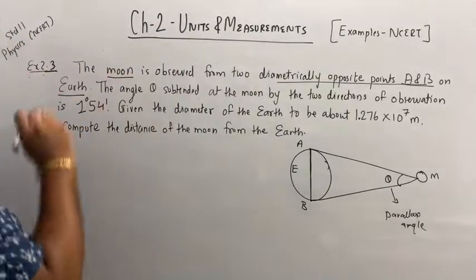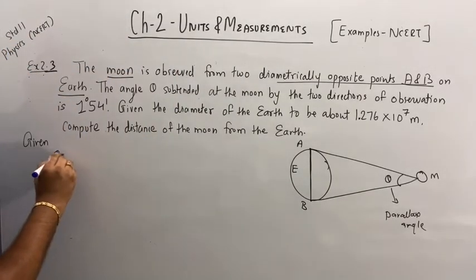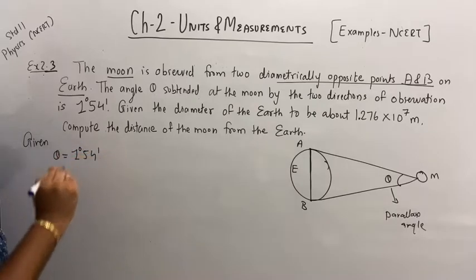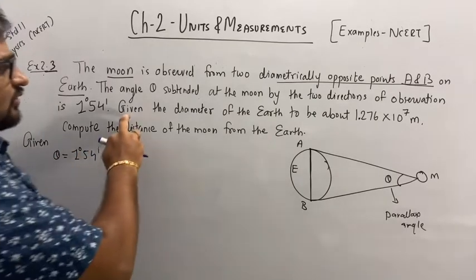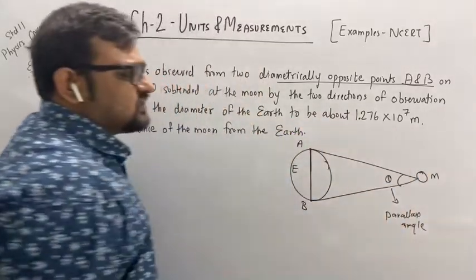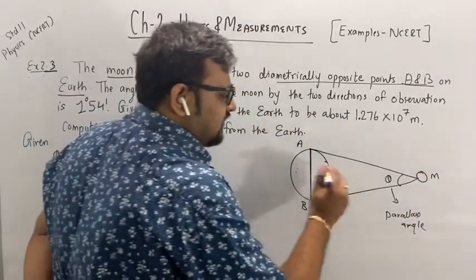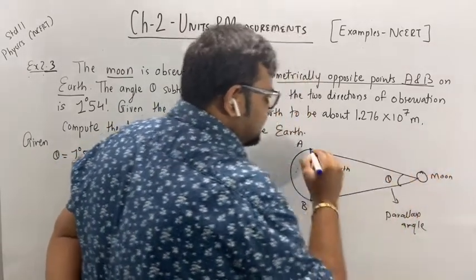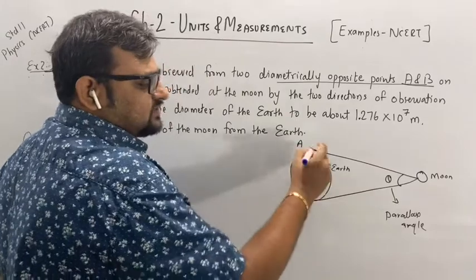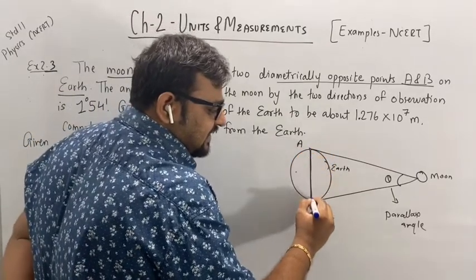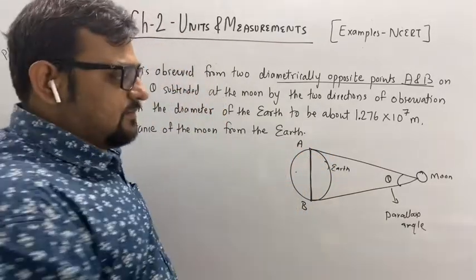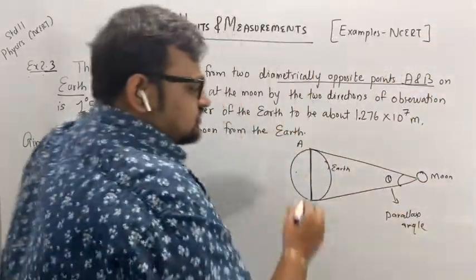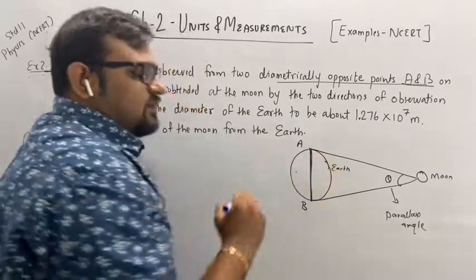Now what is theta? Theta is equal to 1 degree 54 minutes. Clear? Now, given the diameter of the Earth to be 1.276 into 10 raised to 7. Let's say I'm writing it here. Now this diameter AB, what is that? That we will consider as arc. Remember, if we can draw a circle with this as center, then this diameter will be taken as arc.